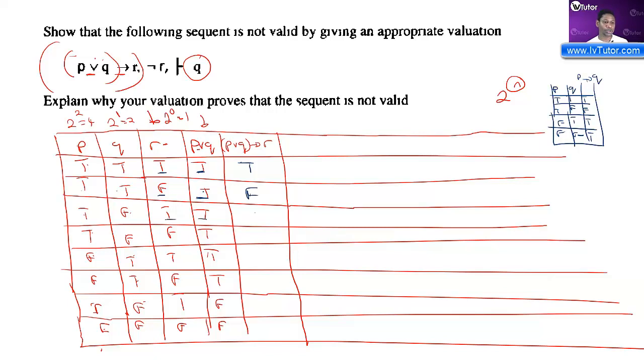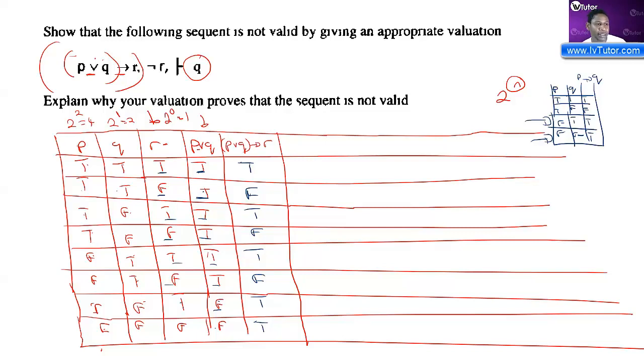True implying true is going to give us true. True implies false is going to give us false. True implies true gives us true. True implies false gives us false. False implying anything will give us true. False implies true is this one, and false implies false is this one. They give us an output of true. All right. Then we move on to the next premise.